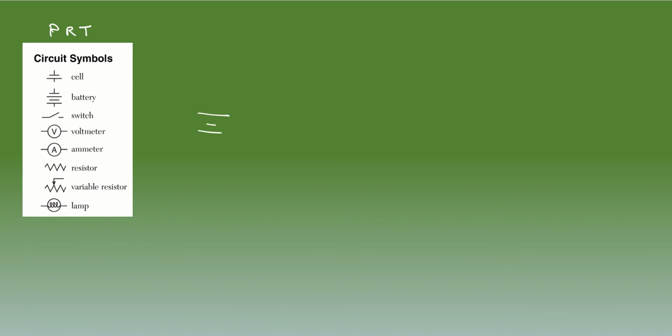This is how I make the symbol for battery. I know my symbols are slightly different than the physics reference table, and that's okay. Notice that my battery importantly has a long side. That is the positive side of the battery. I would think of that as the high pressure, the high voltage side of the battery.